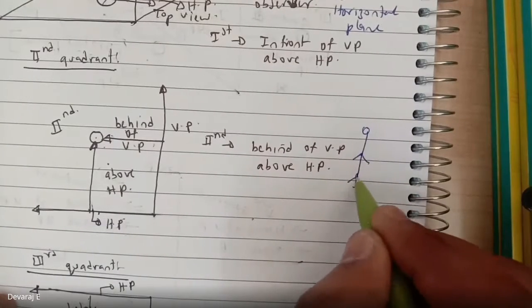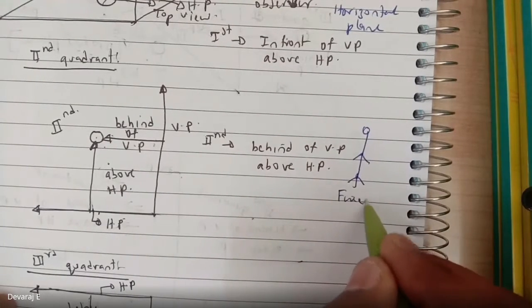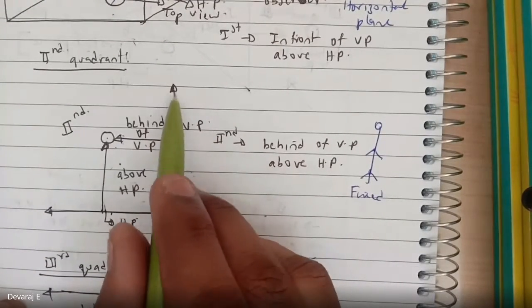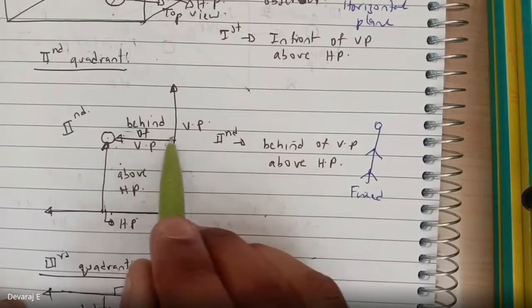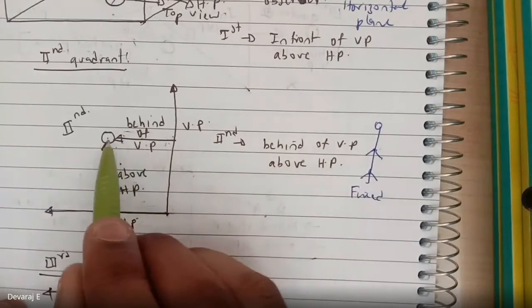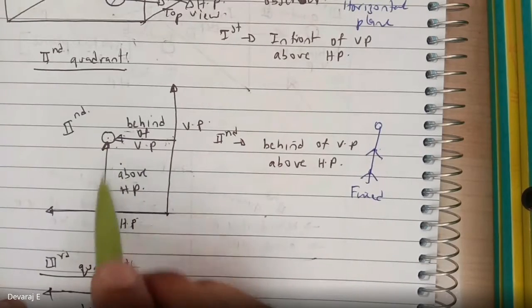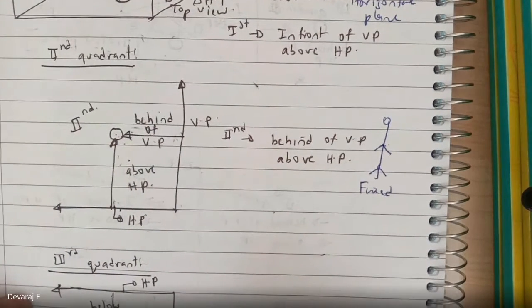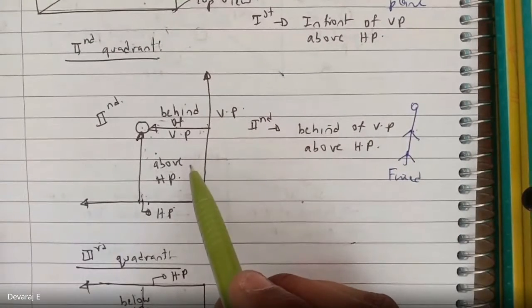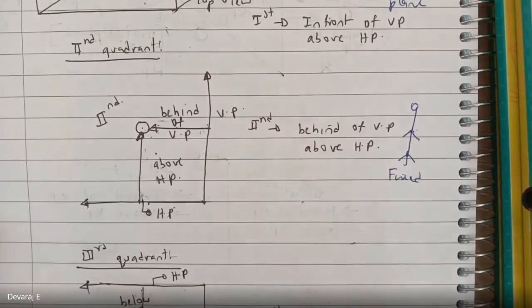The observer will be fixed here. So for the observer, it will be behind, not in front. With respect to VP, it is behind VP with respect to the observer. So behind VP for the object and above HP. It's clear now? Does anyone have any doubt? Yes, sir. Anyone has any doubts? Kindly ask me if you have doubts.